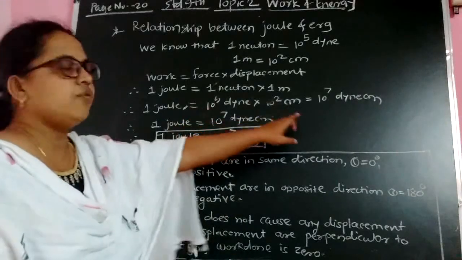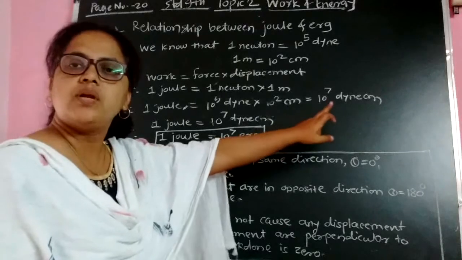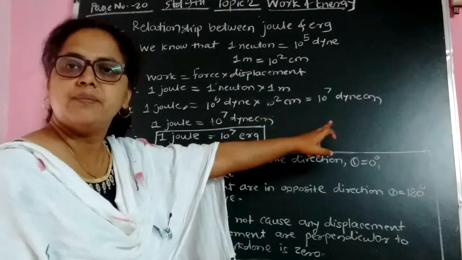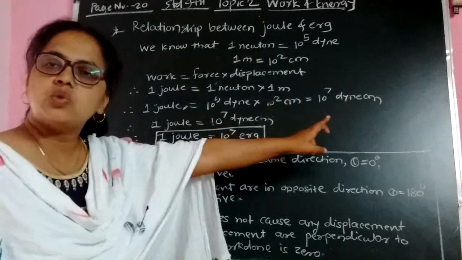So you will get 5 + 2 = 7. So you will get 10⁷ dyne centimeter. You can see dyne centimeter is known as erg.